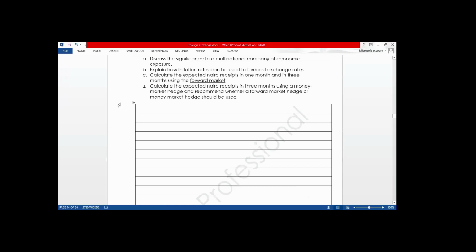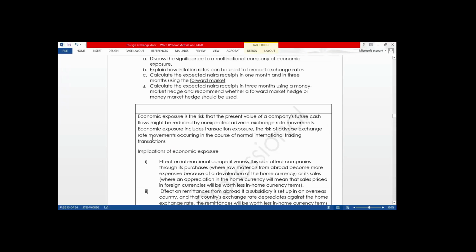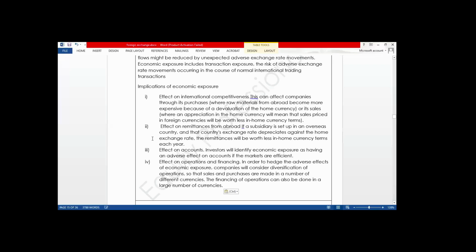Now look at the response, please. For requirements A, look at the response. I'm sharing this with you. Please try to read this and possibly understand or memorize. Don't be surprised when you see this in your exam. It is frequently being tested. The significance to a multinational of economic risk or economic exposure. I've shared what you are expected to write. Look at it, please.